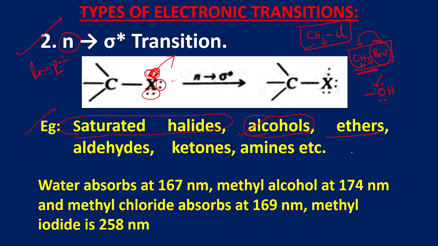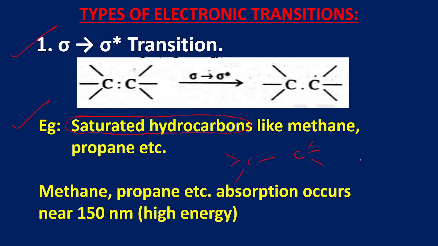If you take ethers, bond O bond, it is called an ether, in which also the lone pairs are there and only single bonds are there. So n to sigma star: sigma means single bond, n means lone pair. Sigma star, what about the previous one? Sigma star means single bond, only the single. See here, it is a single bond, these are all also single bonds. So single to single, sigma to sigma star.